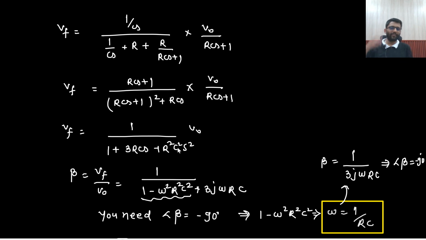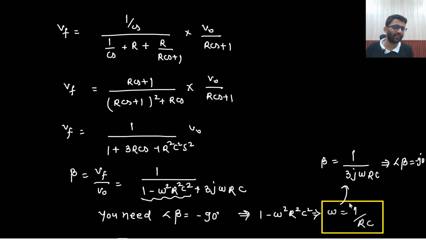So whenever you get the beta expression, you need to see what you require. I require minus 90 degrees. That means I need to put minus 1 minus omega squared R squared C squared equals 0. Sometimes it may happen that you require 180 degrees or 0 degrees. Then you put the imaginary part equals 0. But here we require the imaginary part, so that's why I put the real part equals 0. This part I have put equals 0.